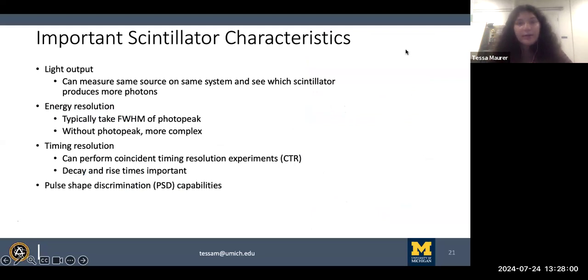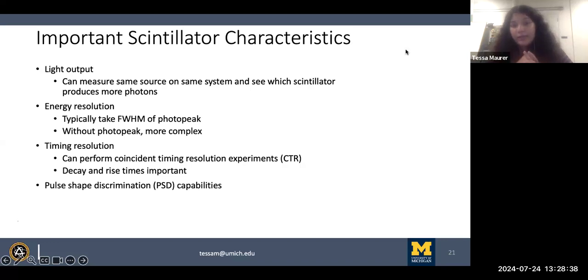You could compare this across cases by using the same system, the same source, the same setup, and then just swapping out scintillators and comparing where what we call the Compton edge falls if we take a histogram of the pulse heights, for example. If it falls higher, we know we're getting more light output. Additionally, energy resolution is really important, and this one's a little bit easier to understand. Basically, how finely can we say that we're looking at a particular energy? How finely can we narrow that with a particular detector?